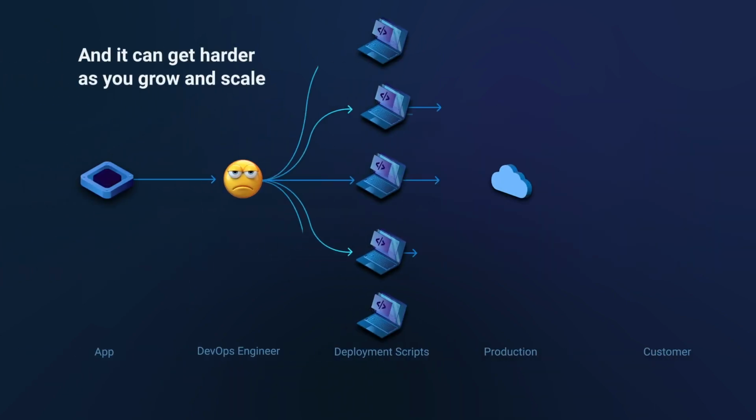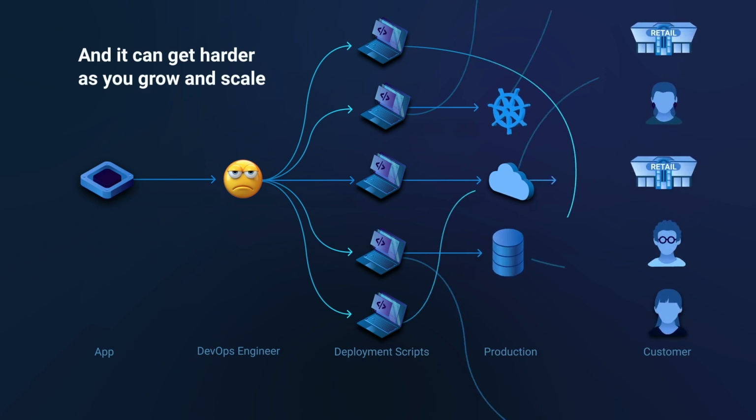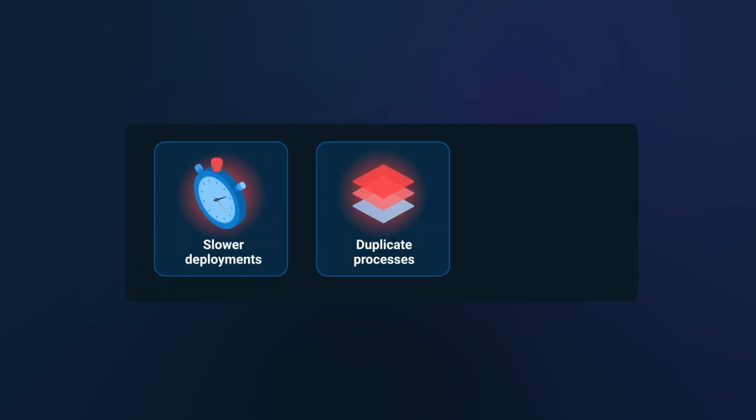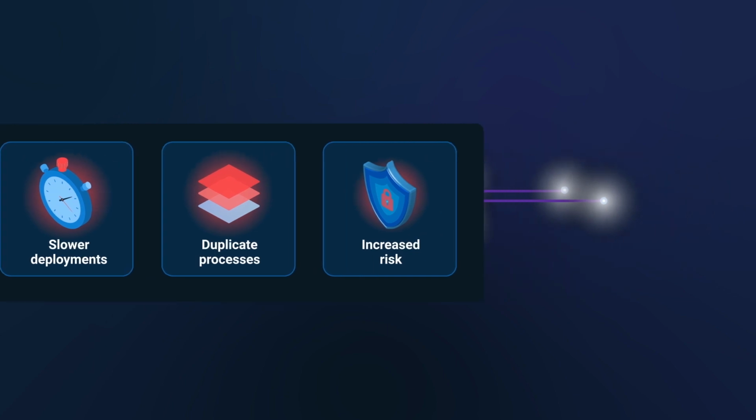And when you scale to support hundreds or thousands of customers or locations, each with their own needs, tenanted deployments become very difficult to manage. This can result in slower deployment frequency, duplicate processes, and increased risk.